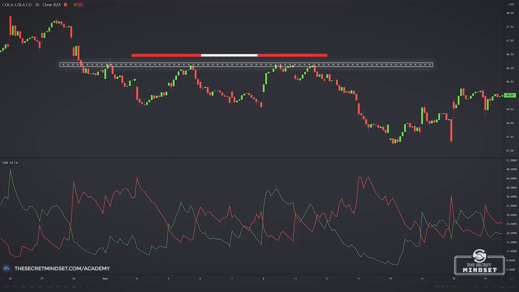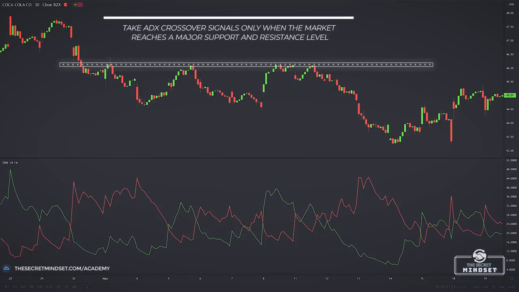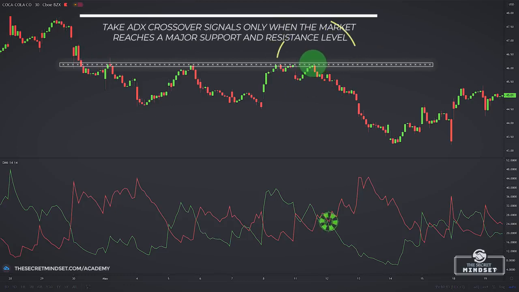Remember what we've discussed about the stochastic, the same principles apply here. All ADX signals must be used in conjunction with an analysis of the market structure and price action. ADX entry signals must occur at important levels of support or resistance.